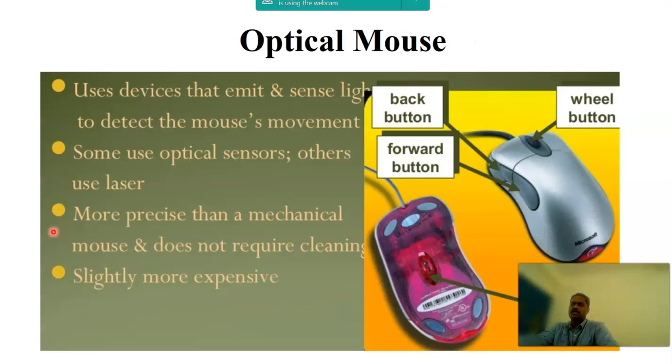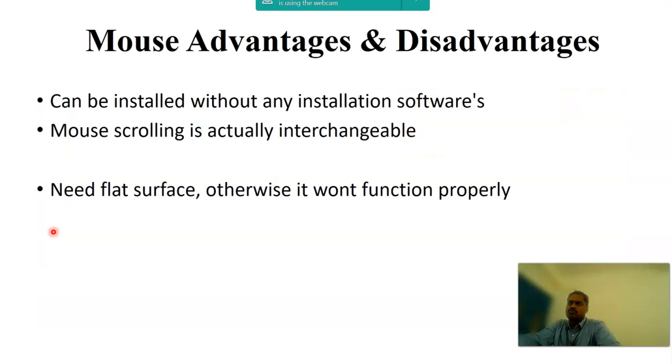So next is the optical mouse. These devices use a light source to detect the mouse movements. Some use optical sensors and others use lasers. It is more precise than a mechanical mouse and does not require any cleaning. It is slightly more expensive when compared to the normal mechanical mouse.